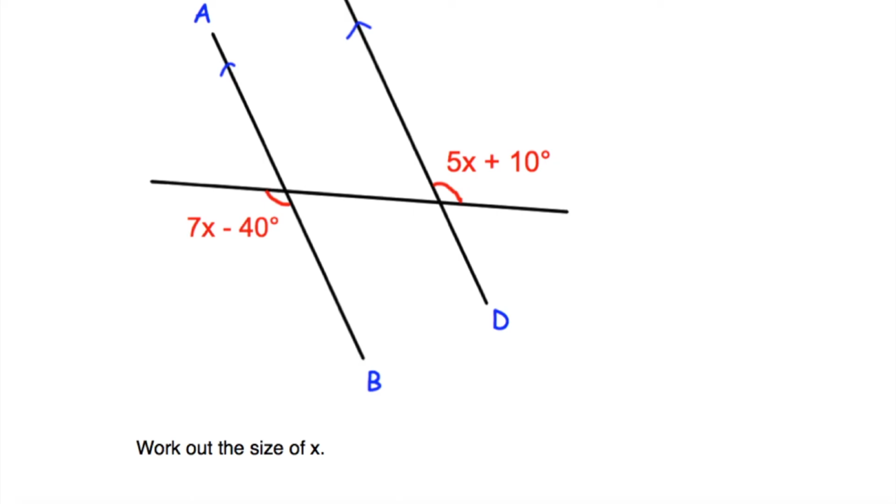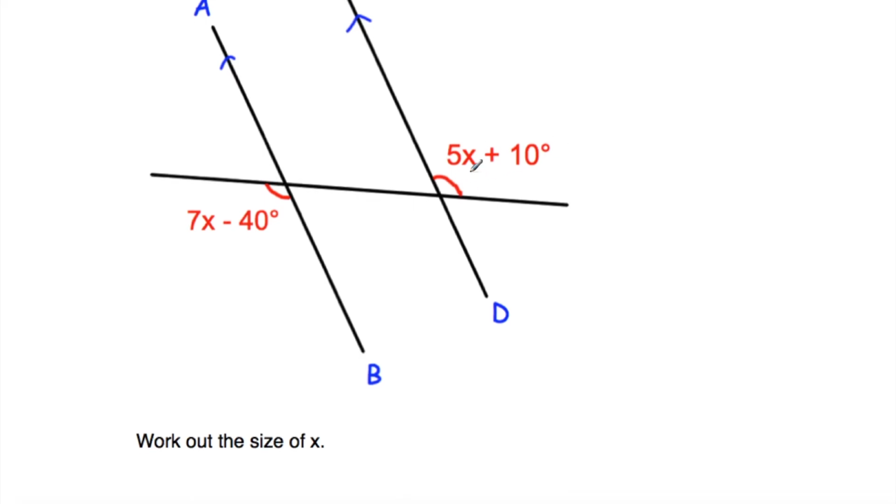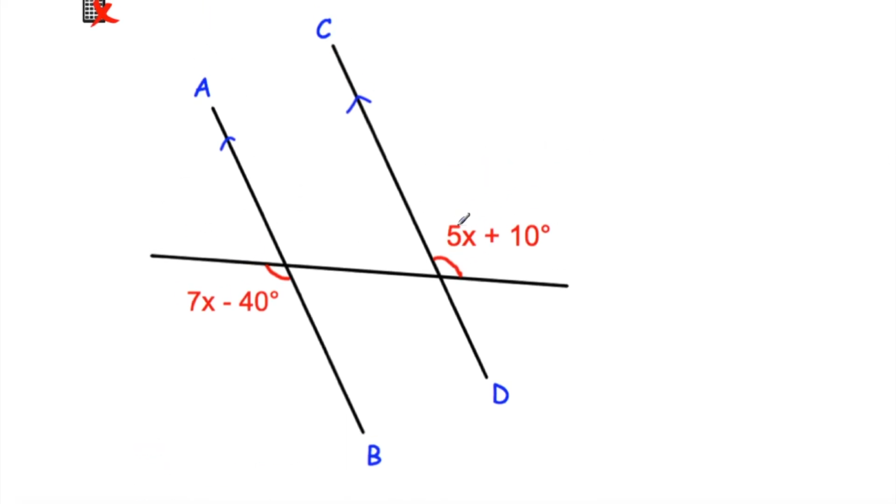And the question says to work out the size of x. We want to work out the size of x. So if we wanted to work out the size of x, well, let's have a look at these angles. This is an obtuse angle. So this angle here, and actually we've got our two parallel lines. So this angle, the bottom left hand one here, will be corresponding to this angle here. So if this is 7x minus 40, this angle here would be 7x minus 40 because they are corresponding angles.